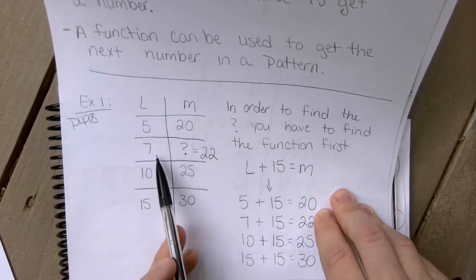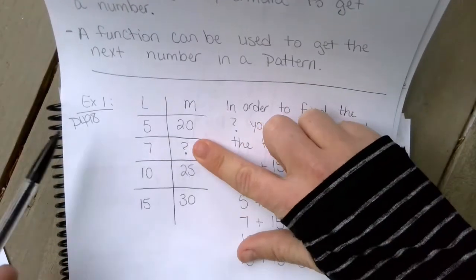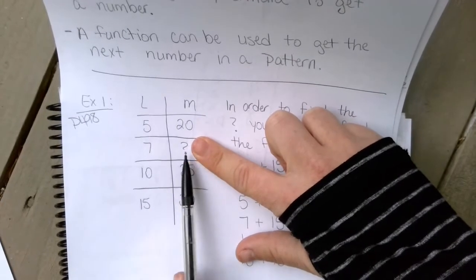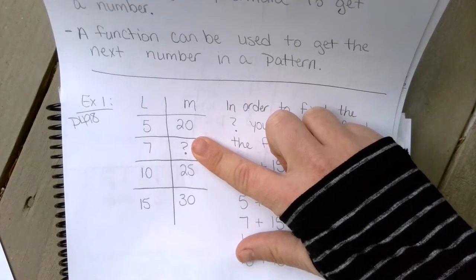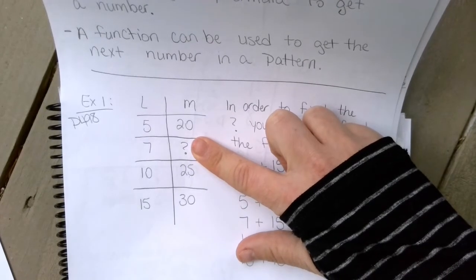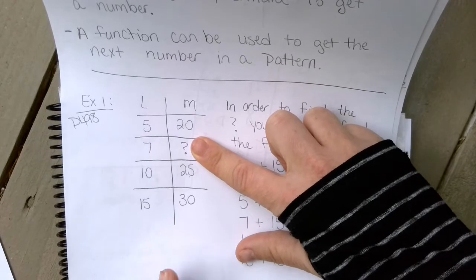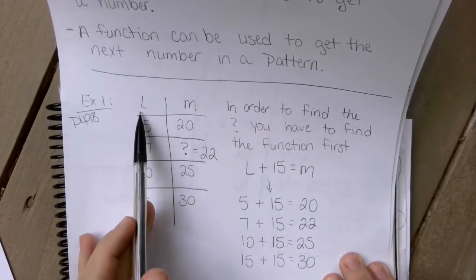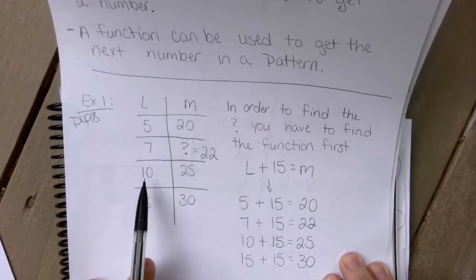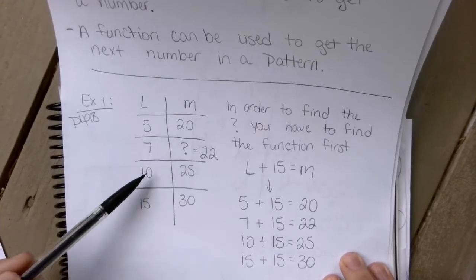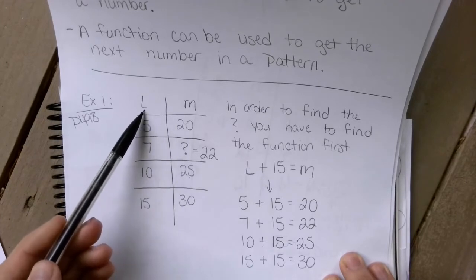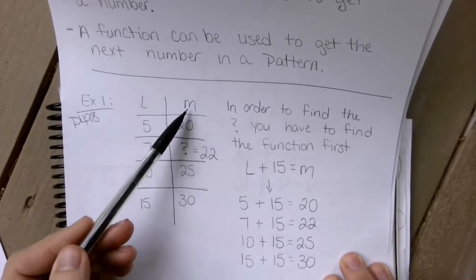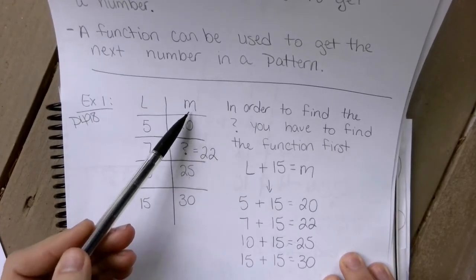So again, your actual table would look just like this. And there would be a blank right here. And it would tell you to get the missing number. And that's what you would be expected to find. So let me tell you how I found that. So L, 5, 7, 10, and 15 all represent different L values. 20, 22, 25, and 30 all represent M values.